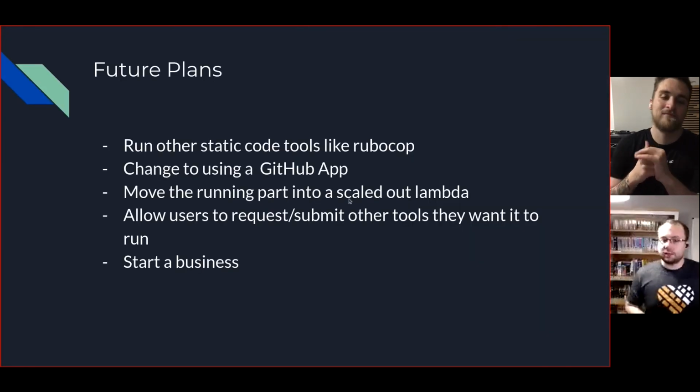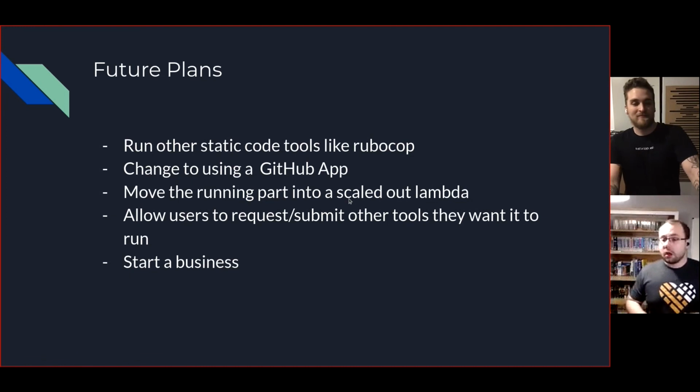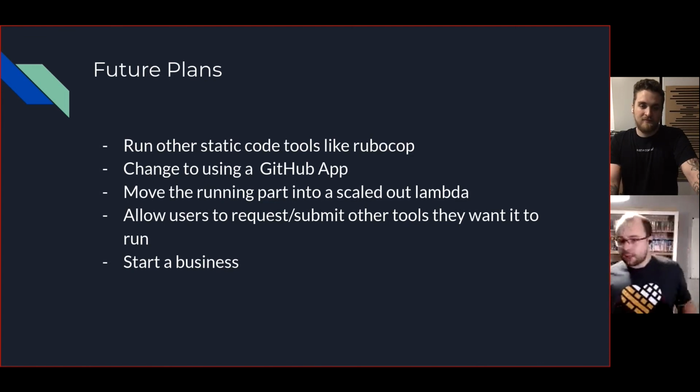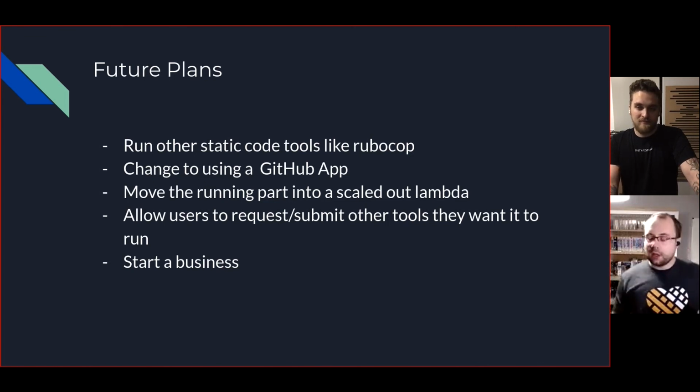So what are our future plans with this tool? At the moment, it's built purely for Cookstyle. We want to extend that to things like Rubocop. We want to make it generic enough that it will work with any static code tool. At the moment, we're using GitHub tokens. We know that it is better to use a GitHub app. This is a future roadmap item for us.